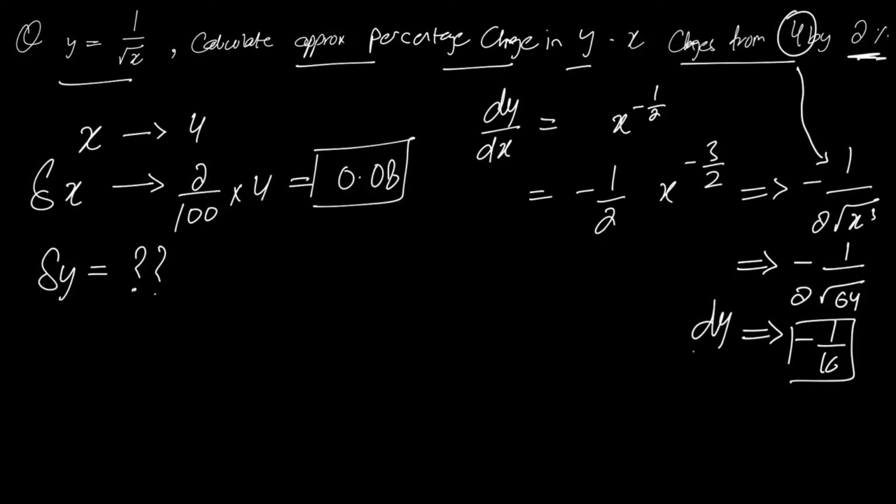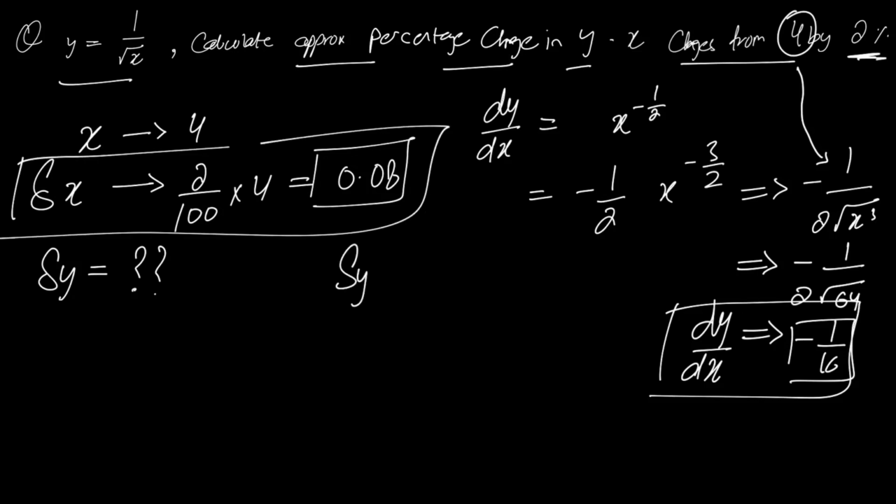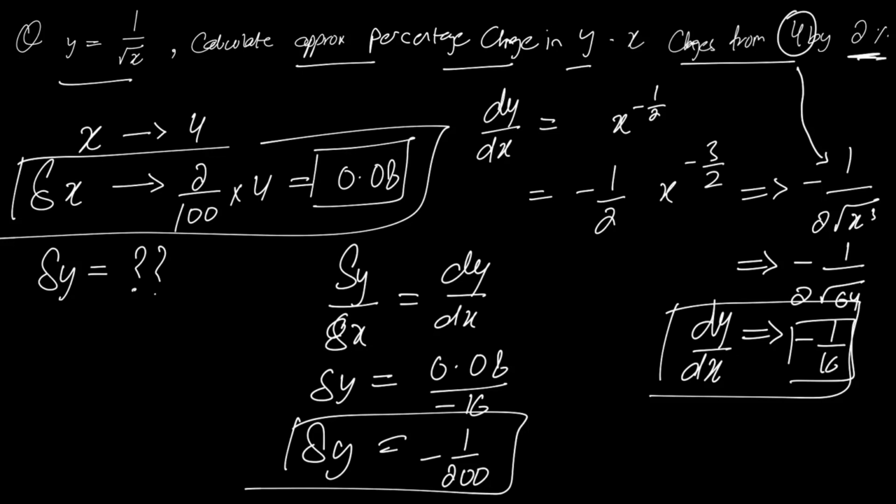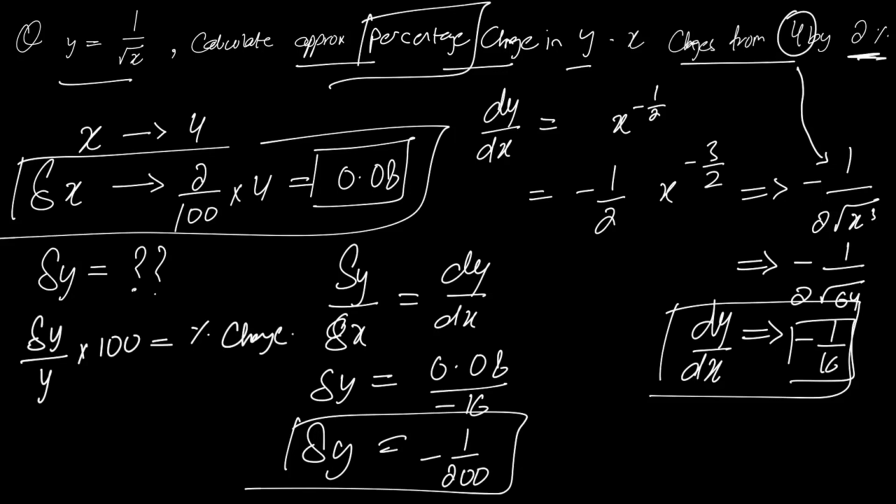Now that we have dy upon dx and we have the change in x, we can find the change in y. So change in y upon change in x is equal to dy upon dx. The change in x was 0.08, so 0.08 upon minus 16, so the change in y is equal to minus 1 upon 200. So this is the change in y. To find out the percentage change, we'll put it into the equation: change in y upon the original value of y into 100 is equal to the percentage change. So the change is minus 1 upon 200.